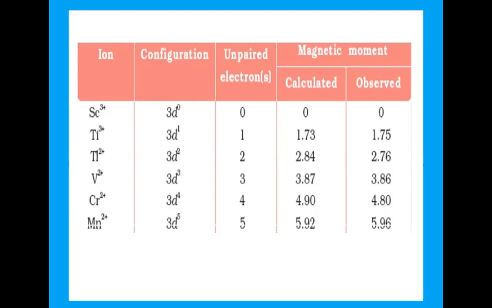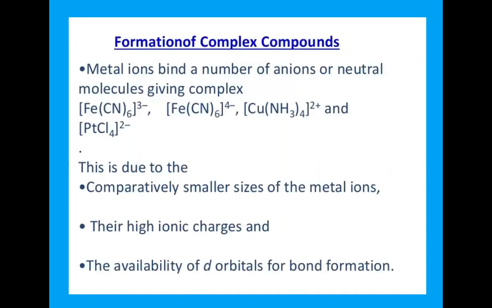Like that, titanium plus 2, vanadium plus 2, chromium plus 2, manganese plus 2. These ions depend on their number of unpaired electrons. One can easily predict their respective magnetic moment value.